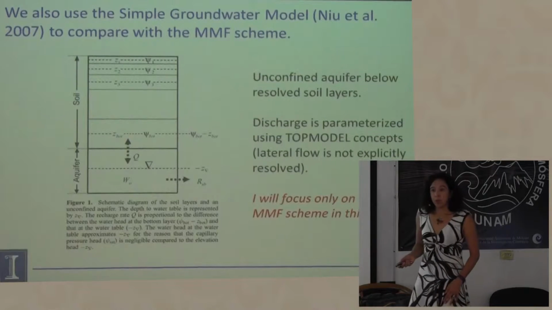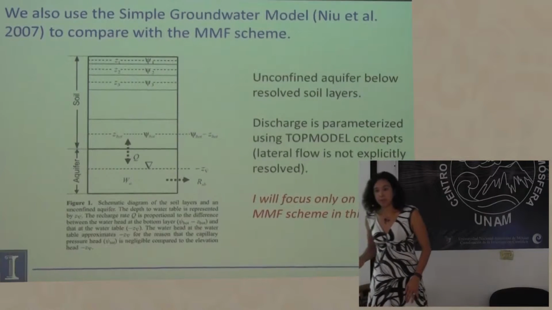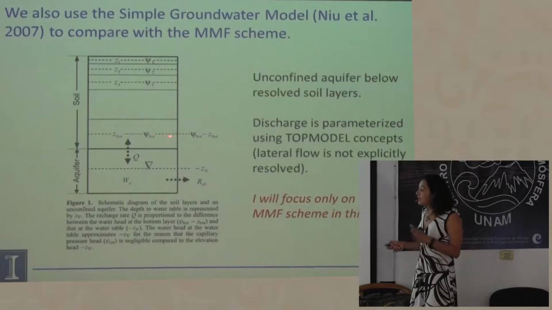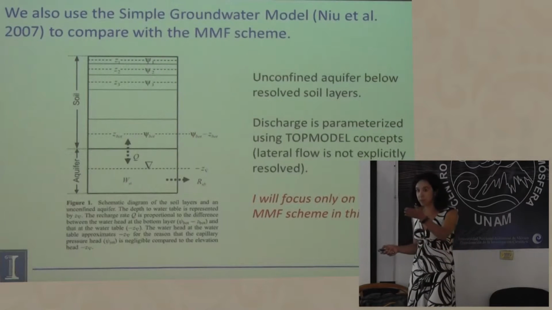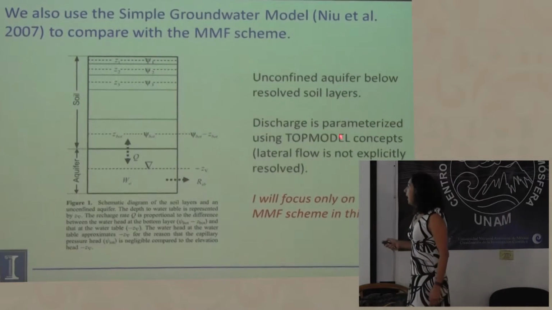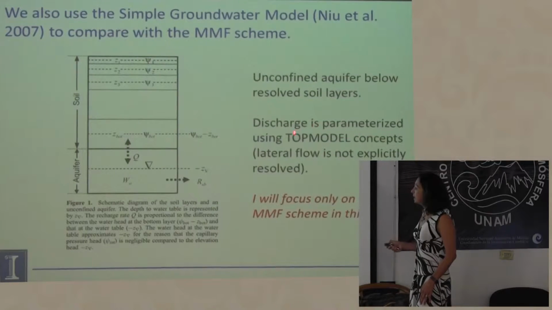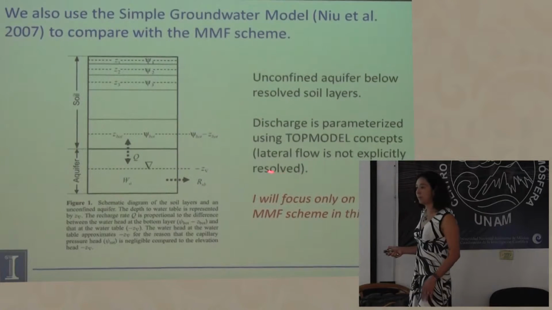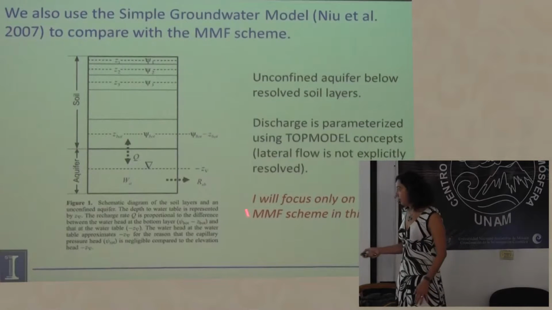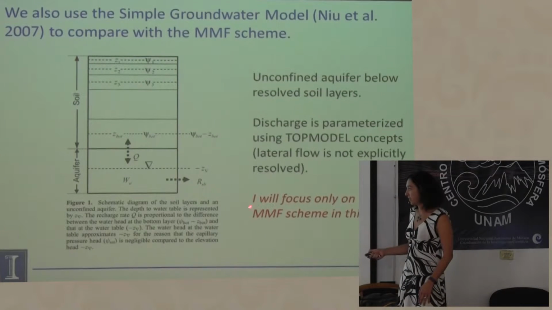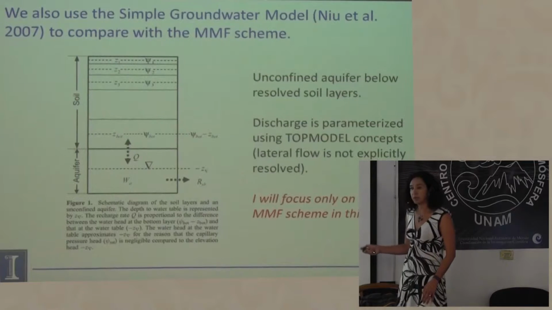The soil is only 4 meters in depth. We're also comparing this with the simple groundwater model by Nino et al. It's slightly different. It has an unconfined aquifer below the soil layers, and we also did it to 4 meters in depth. The discharge is parameterized using the TOPMODEL concept, which is topography driven. So lateral flow is not explicitly resolved, but we wanted to compare the two of them. However, in this talk, I'm just going to focus on the Miguez-Macho and Fan scheme, so I'm not going to show results from this.